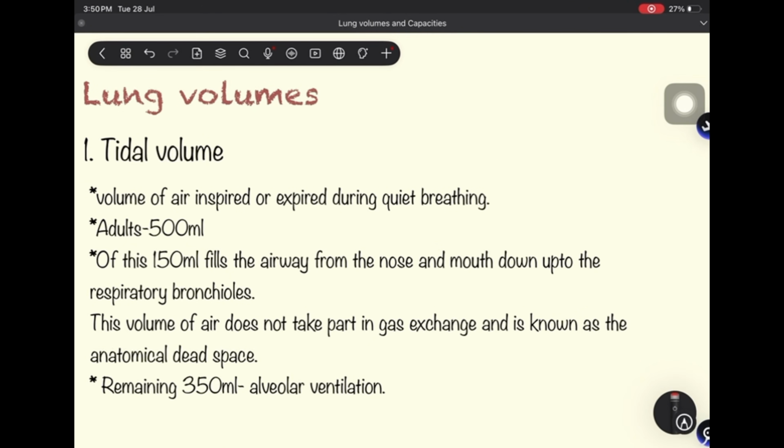The volume of air that we are breathing in and out during our day-to-day life is the quiet breathing. In adults, the normal tidal volume is 500 ml. But of this 500 ml, 150 ml of air fills the airway from the nose and mouth down up to the respiratory bronchioles. This volume of air does not take part in any gas exchange and is known as the anatomical dead space. The remaining 350 ml of this 500 ml will take part in the alveolar ventilation.